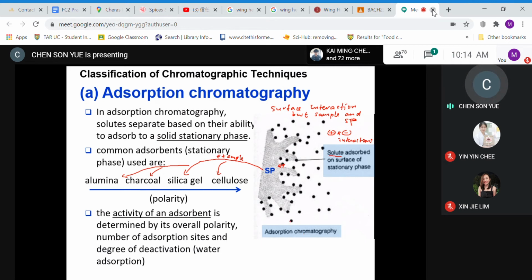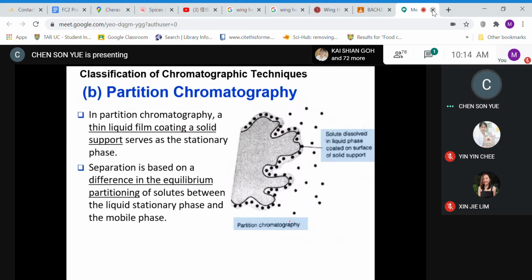And now we move on to see the partition chromatography. This partition chromatography is more on the sample penetration. You can see the sample go in and then come out from the liquid film. So this is a stationary phase, and the layer here is a liquid film.